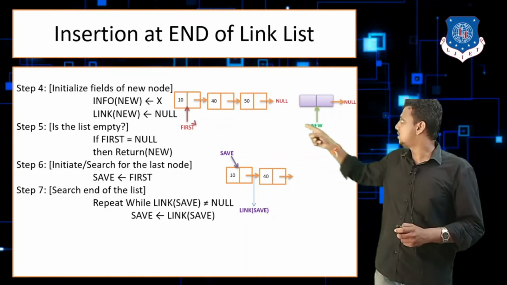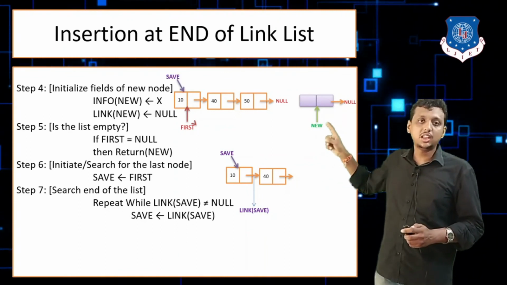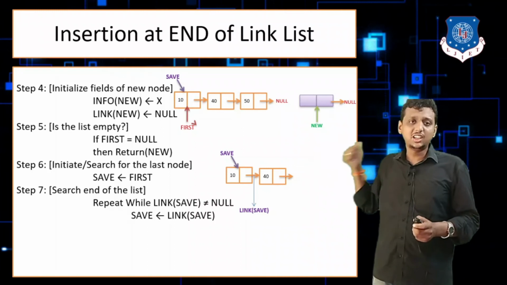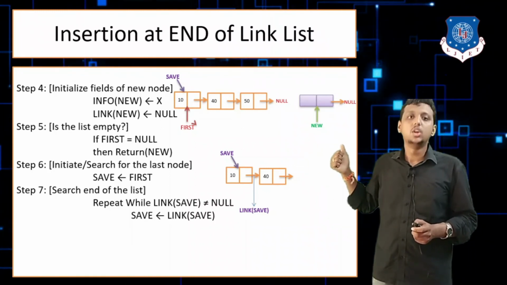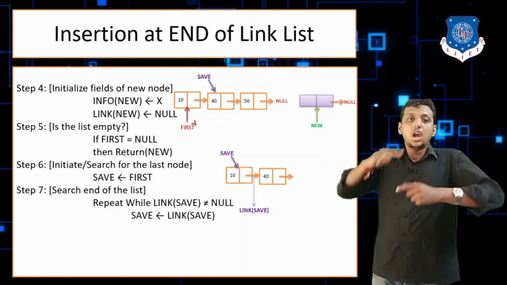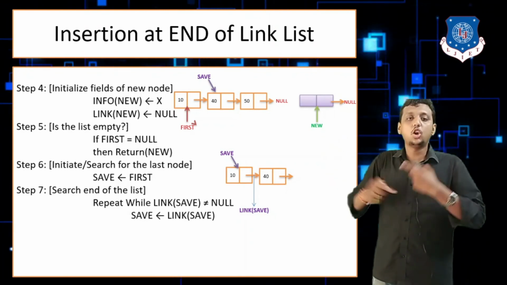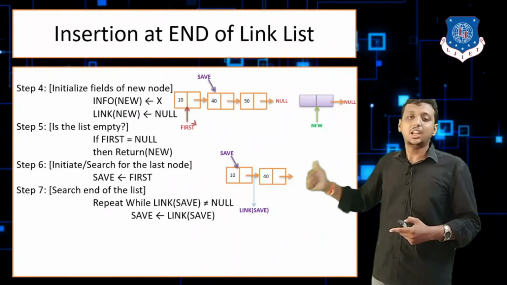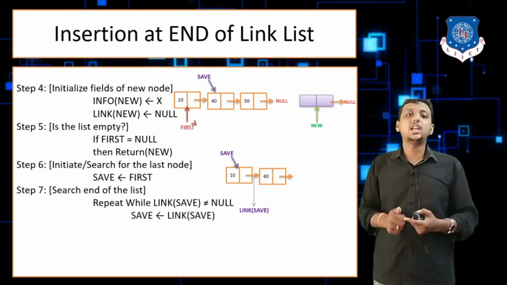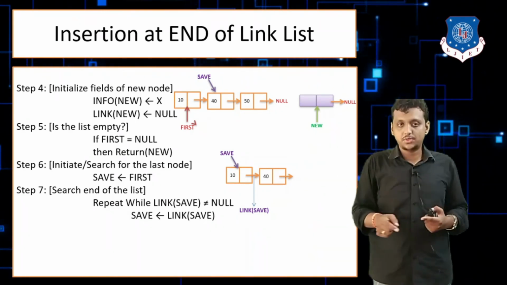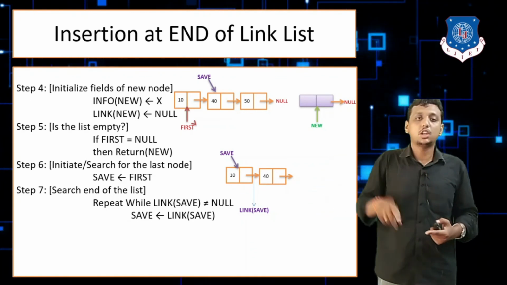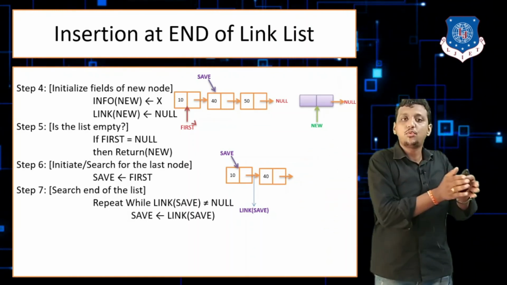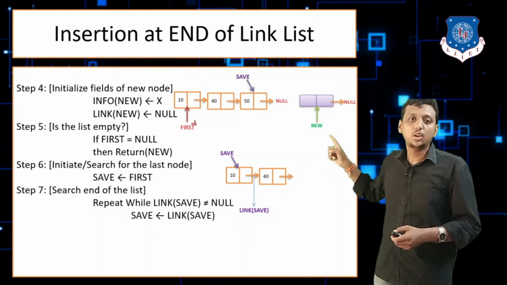See students, the above figure, see the animations. Right now my save pointer is at 10. Now check the link. Is link of save null? Yes or no? No. Then it will move further. Again the while step repeats, the loop is going on. Step number 7. Again it will check whether save is now at 40. Is the link null? No. Then again save will point to link of save. Who points to whom? Save points to link of save. So save will move to link of save.